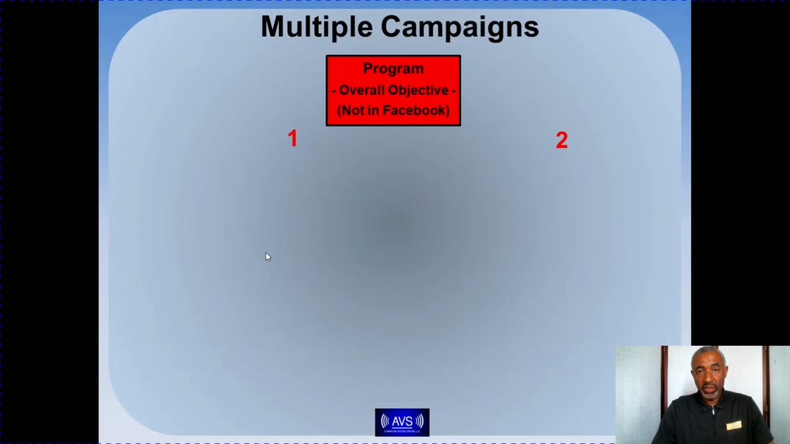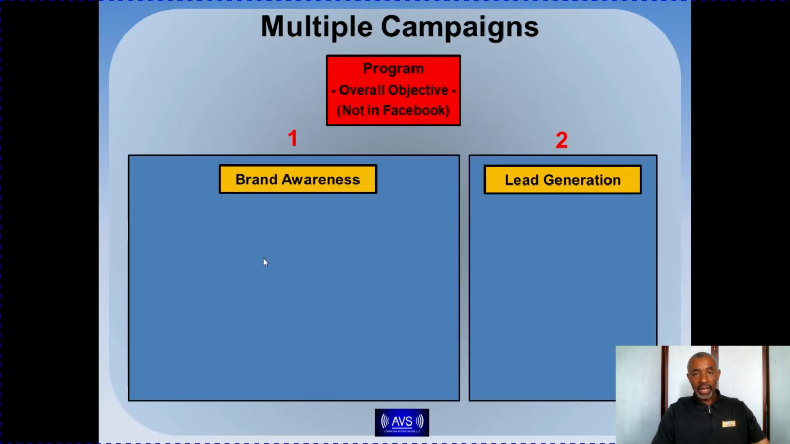So let's look at how this would work. Again, you have two objectives: brand awareness and lead generation. Two individual campaigns all working towards a higher objective. You want to establish yourself as a real estate agent and start collecting leads, start growing your business.